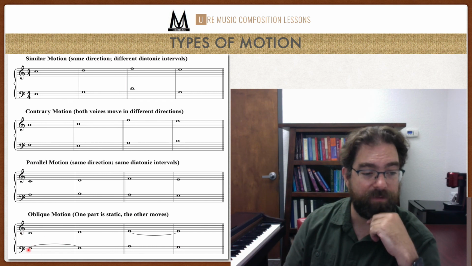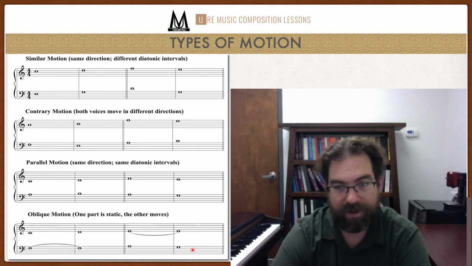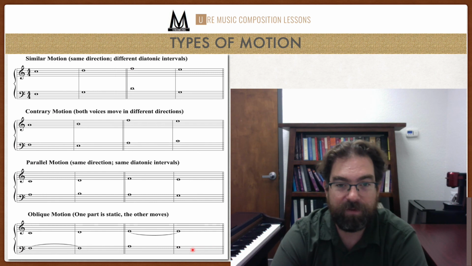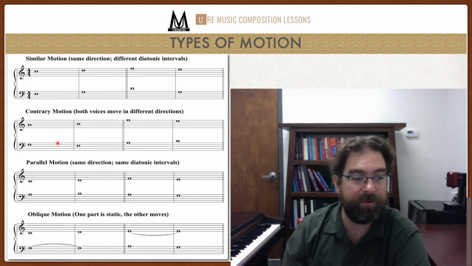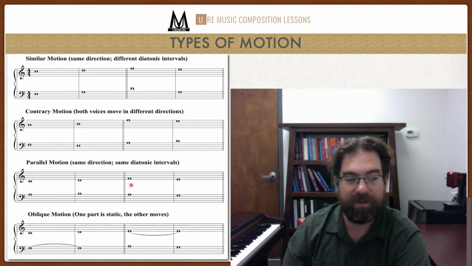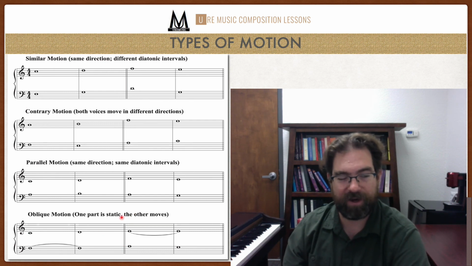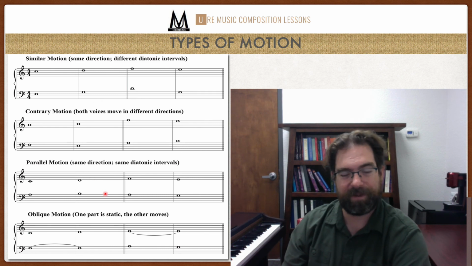Oblique motion, this is where one voice stays the same and the other moves. We like to use this as little as possible in first species. And a general rule of thumb is only use it once or not at all. The preferred type of motion is going to be contrary motion, followed by similar. Parallel is okay, and oblique is also okay. So it's kind of a hierarchy where parallel and oblique, it's arguable that they're both about equally as ineffective for creating that independence.